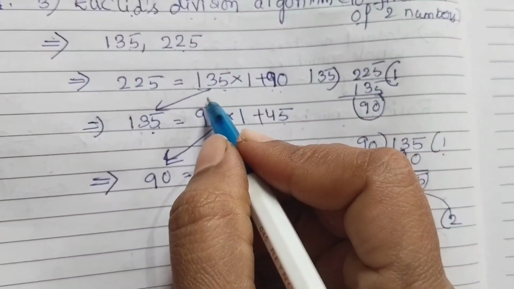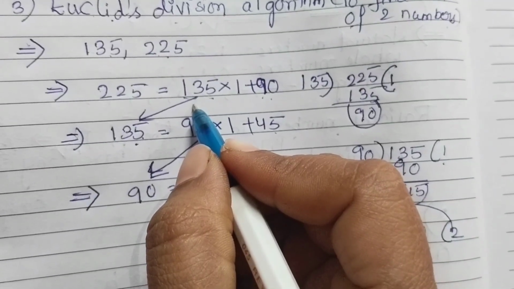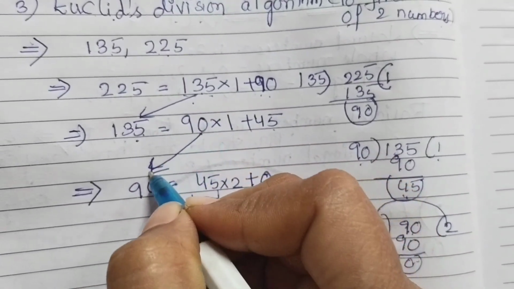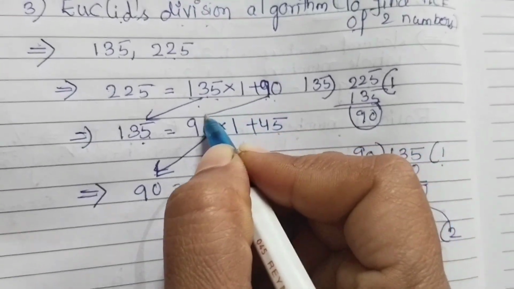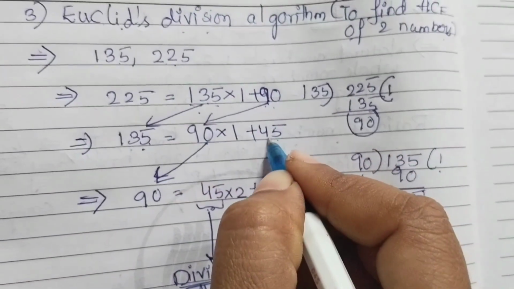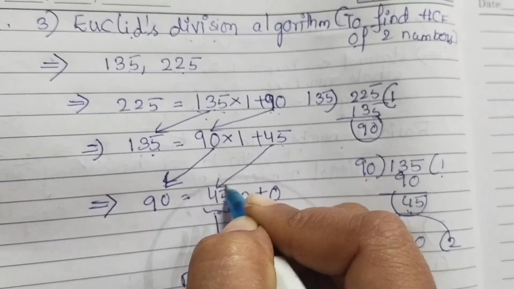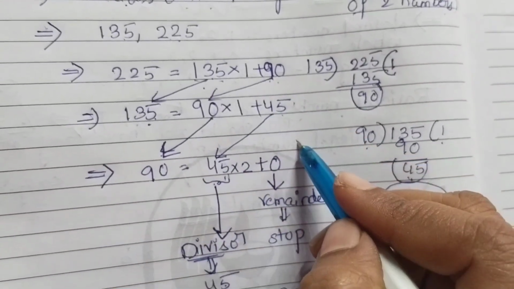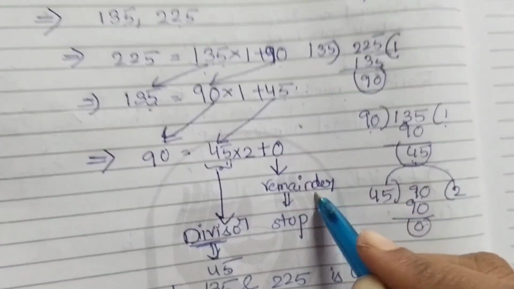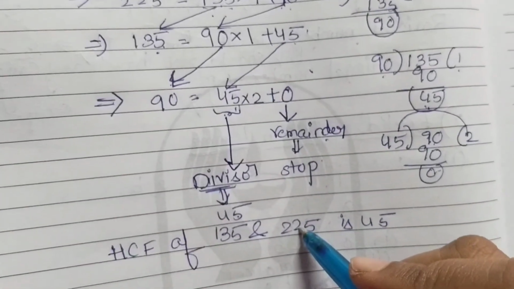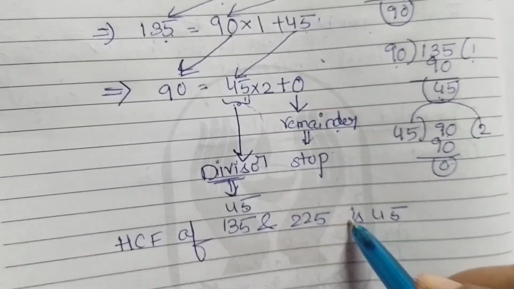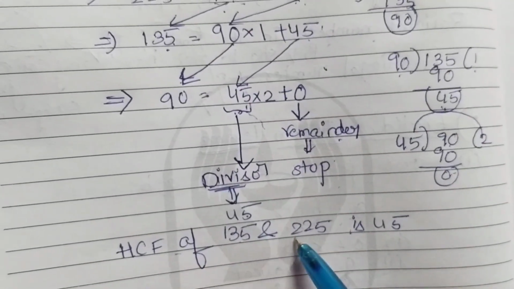See, I have drawn one arrow here. Divisor to dividend, divisor to dividend, and the remainder will be the next divisor. Here also the remainder will be the next divisor. How long should we do this process? Until we get the remainder as 0. And what will be the answer? The last divisor will be the answer, nothing but the HCF of the numbers we have taken.